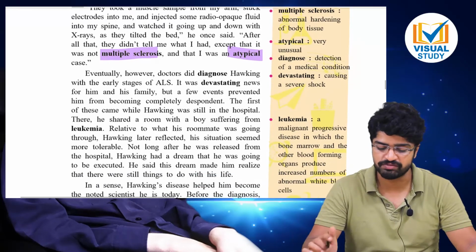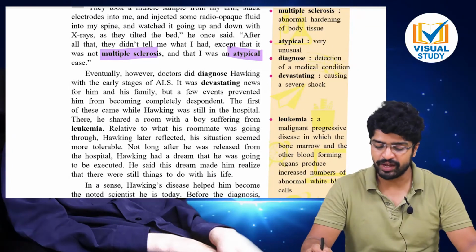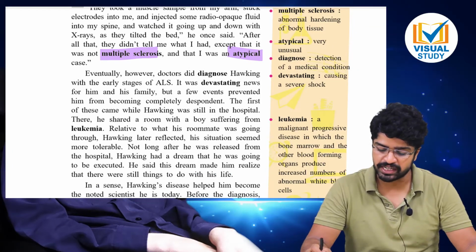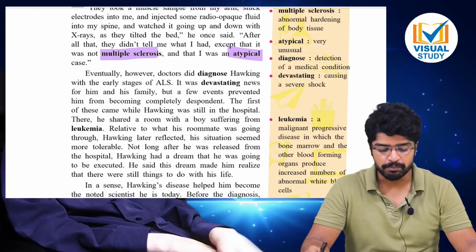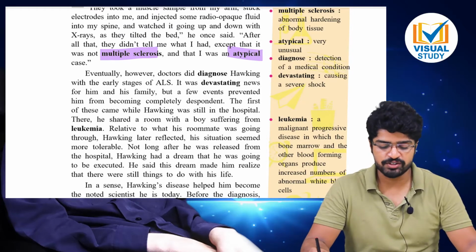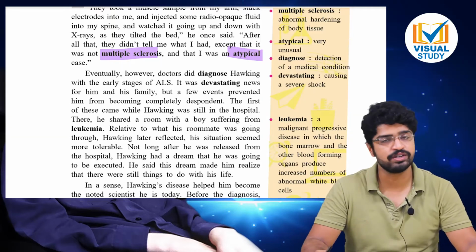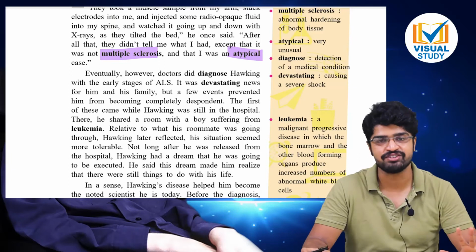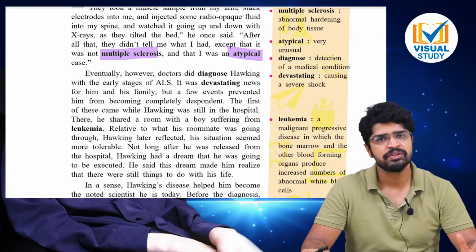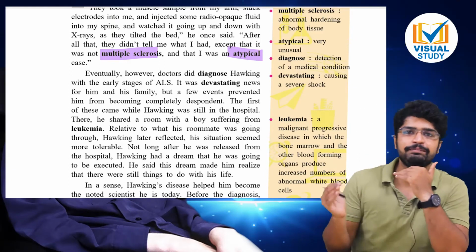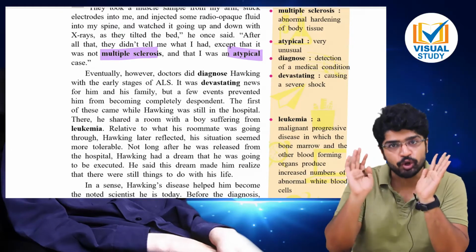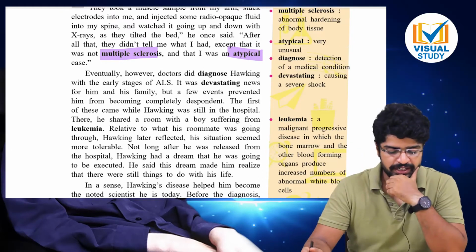A malignant progressive disease in which the bone marrow and the other blood-forming organs produce increased numbers of abnormal white blood cells. Relative to what his roommate was going through, Hawking later reflected his situation seemed more tolerable. So, his roommate was suffering from a deadly disease regarding the blood and the blood corpuscles, but compared to that, Hawking believed that he had a better disease and he could at least tolerate it. Hawking later reflected on that.